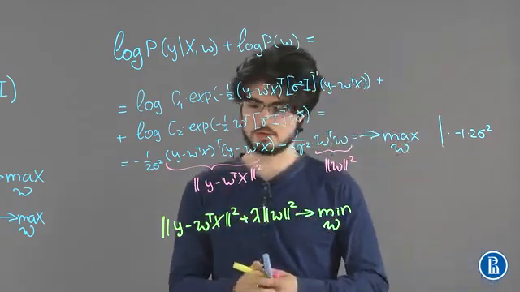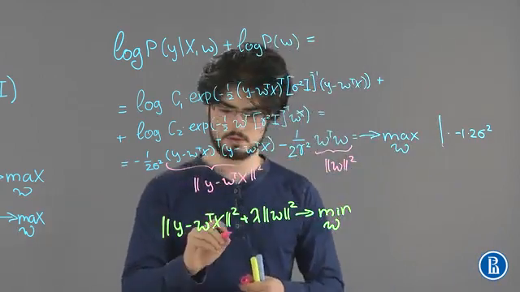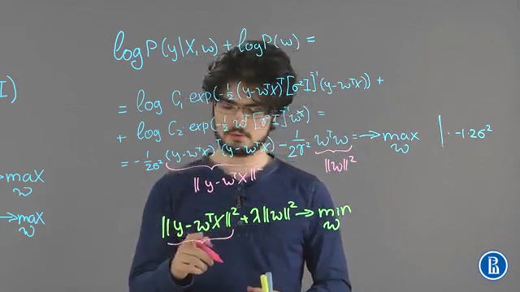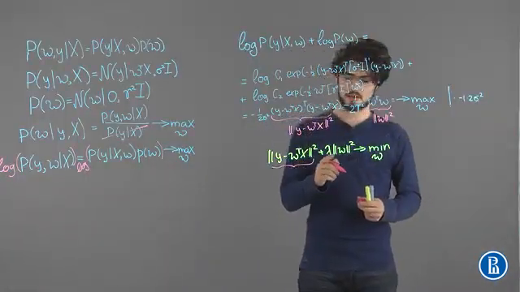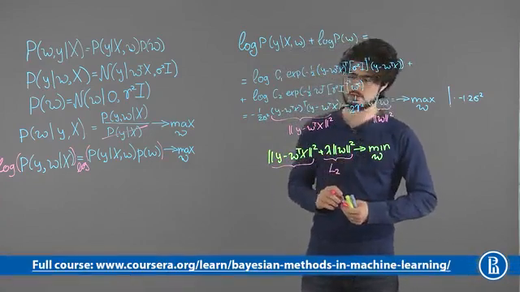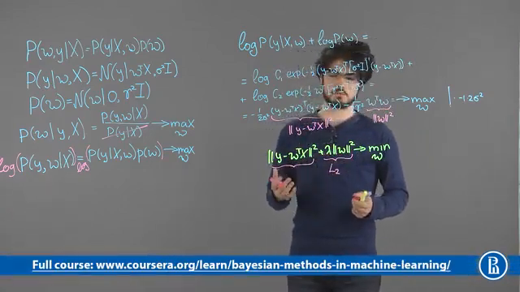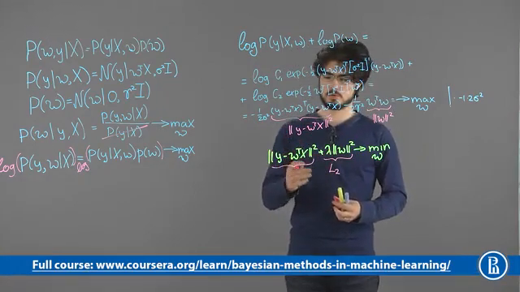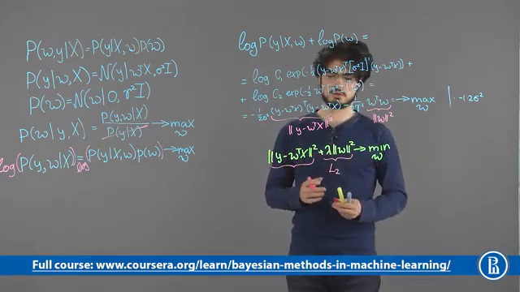So actually, the first term is a sum of squares. So we solve the least squares problem. And the second term is an L2 regularizer. And so by adding a normal prior on the weights, we turn from the least squares problem to the L2 regularized linear regression.